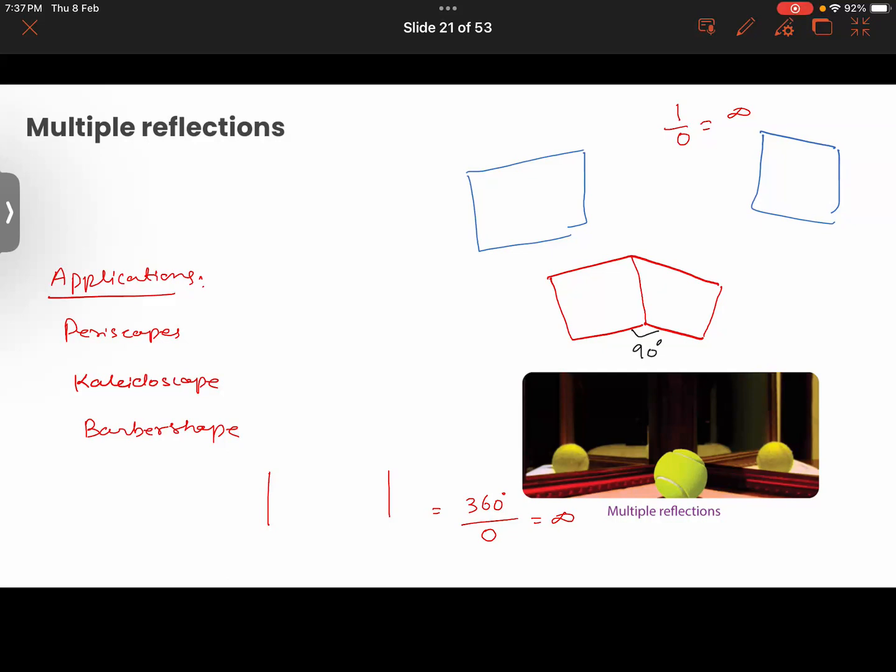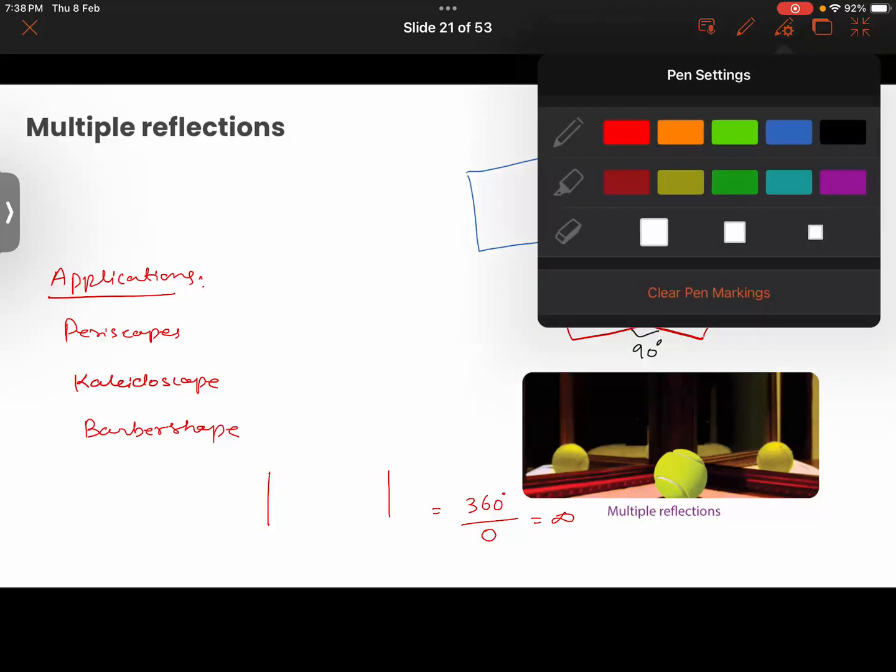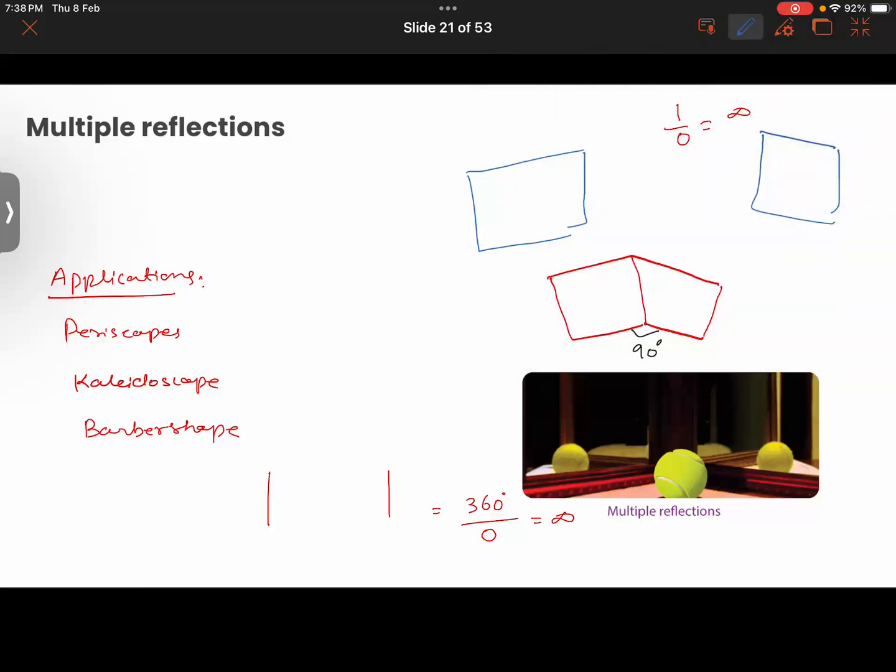Let's do a quick exercise. For example, if the angle between two plane mirrors is 180 degrees, how many images will be formed? One image. Very good.